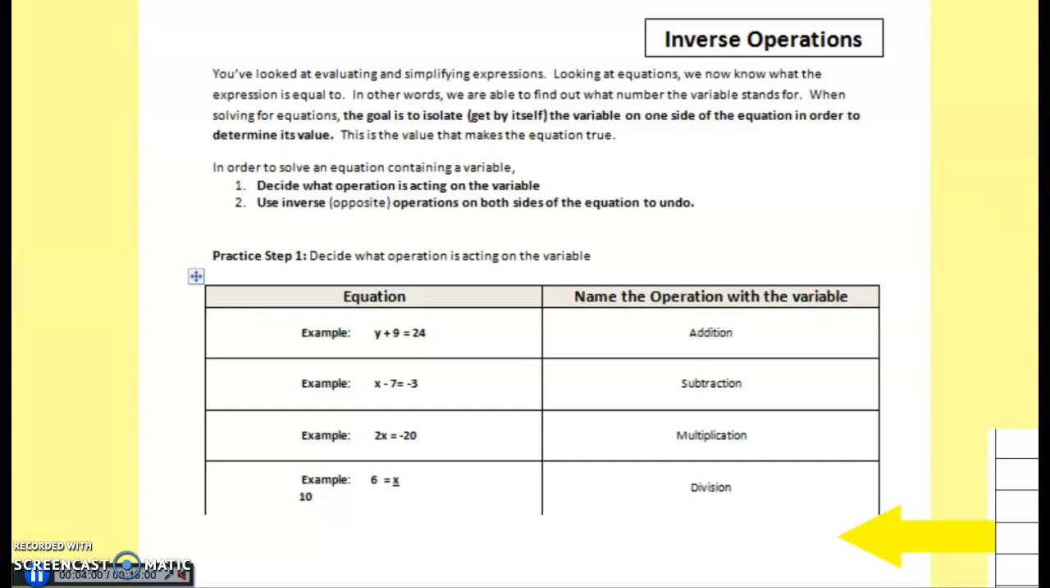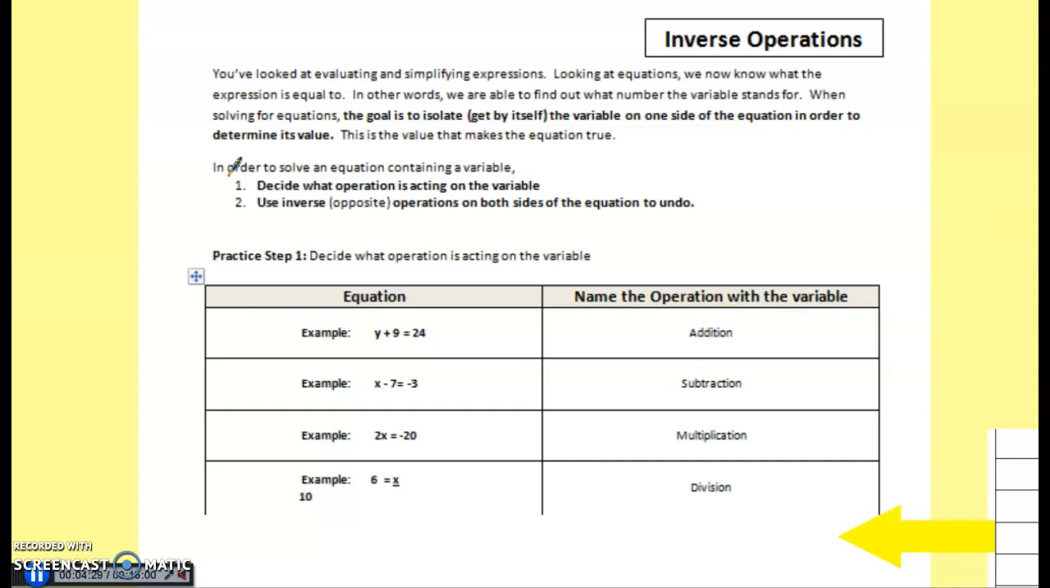All right, so inverse operations. When we were looking at expressions in the last unit, we could evaluate them, we could simplify them. But looking at equations, we now know what an expression is equal to, so we are able to solve it. So equations we solve. In order to solve an equation containing a variable, looking at algebraic equations, we first have to decide what operation is acting on the variable, decide what operation is going on.